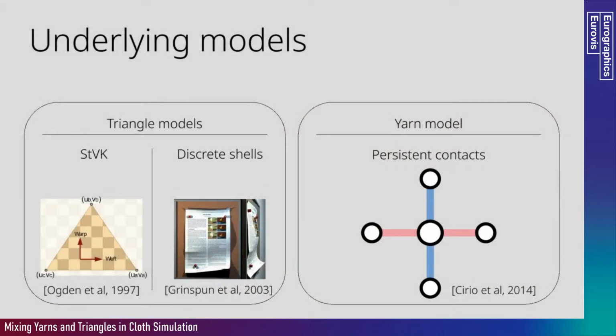Our method can use pretty much any mechanical model for triangles and yarns. In our implementation, we have used St. Venant-Kirchhoff and discrete shells for the triangles, and the persistent contacts model of Cirio et al. for the yarns.